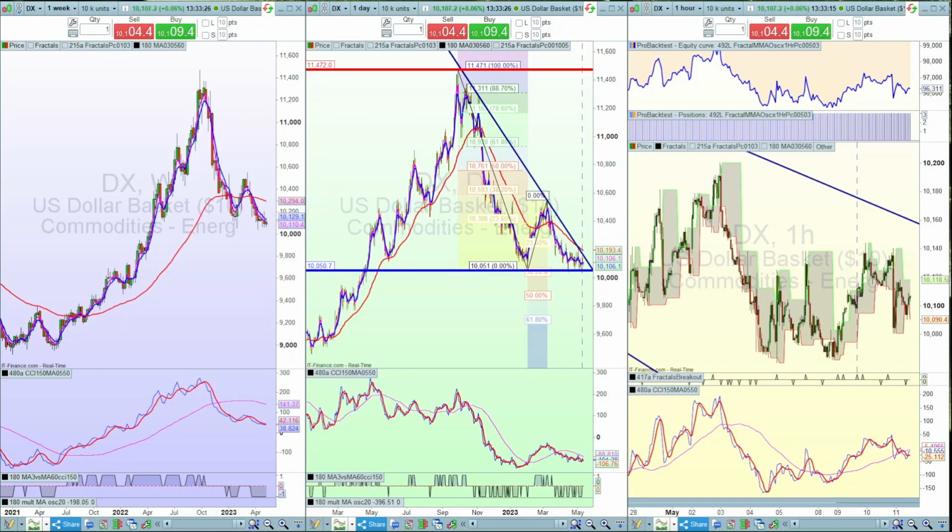Today is May the 11th, 2023. This is the US dollar DXY update. I've got the weekly, daily and hourly, and the weekly and the daily are our major trend indicators. We'll go through these individually.